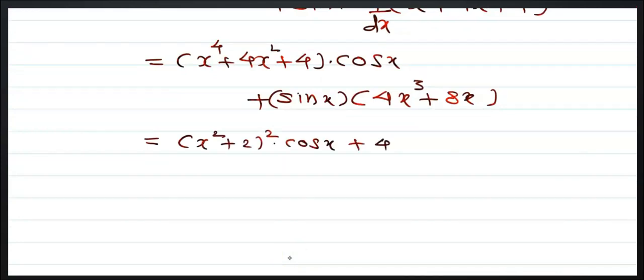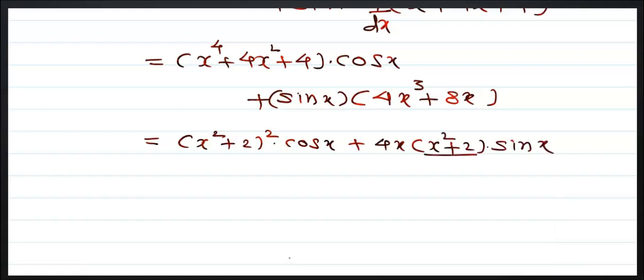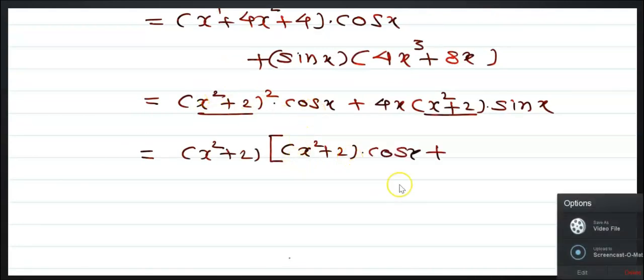(x square plus 2) bracket square into cos of x, 4x common, (x square plus 2) into sin x. Take x square plus 2 common, then in the bracket you will get (x square plus 2) into cos x plus 4x into sin x.